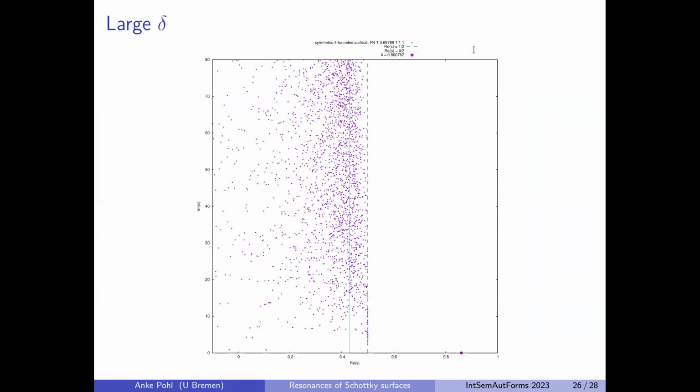There is a conjecture where the real parts of these resonances should accumulate. I'm not sure whom I have to attribute this conjecture to, but nevertheless, it's quite a reasonable conjecture that at delta half, you should see the first accumulation of resonances in terms of the real part. Here's our data. This line is the line of delta half, this straight line here.